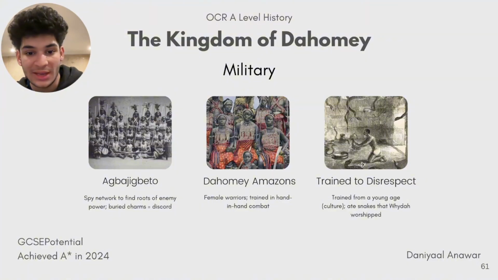The next were Dahomey Amazons. I think there was a movie about this back in the day, but basically there were women, female soldiers, warriors, who were trained in hand-to-hand combat. So it was a really, really strong task force.